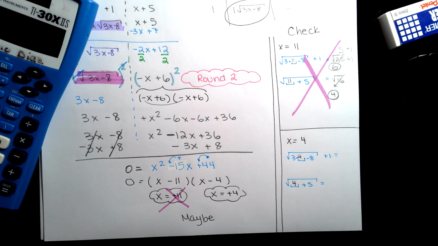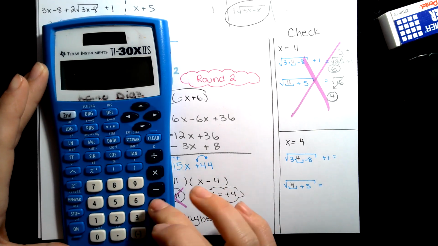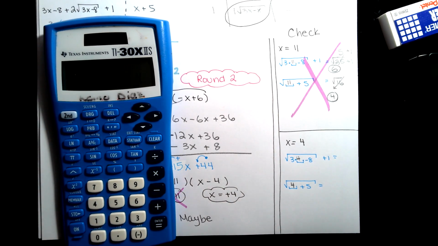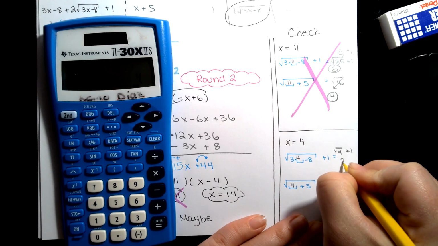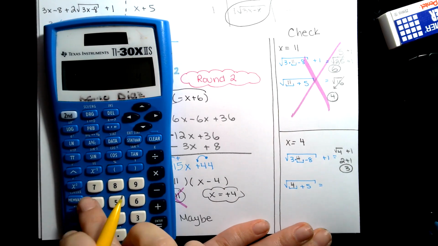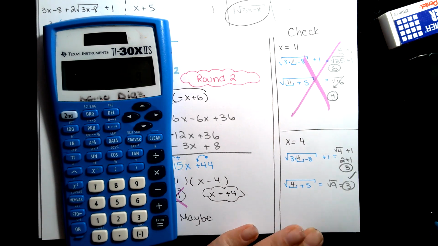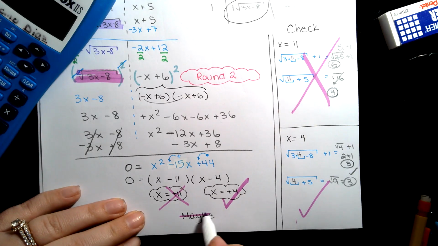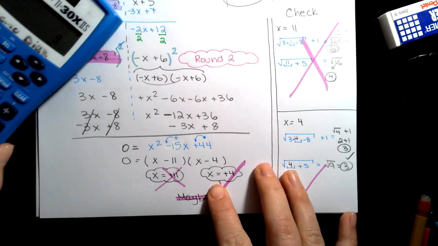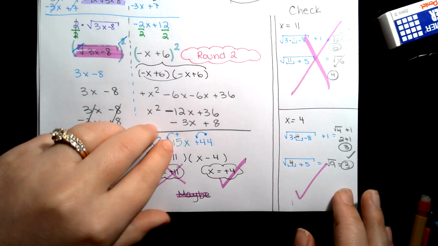Okay, so now we try the second one. Now again, you could have a no solution situation. It could be that both of them fail. We just don't know yet. We got 4, so square root of 4 plus 1. So we get 2 plus 1, which is 3. And we get the square root of 9, which is 3. This one, yes, this one does work out. So again, we no longer have maybe. We know that 4 is a solution and 11 is not a solution. Okay, moving on.